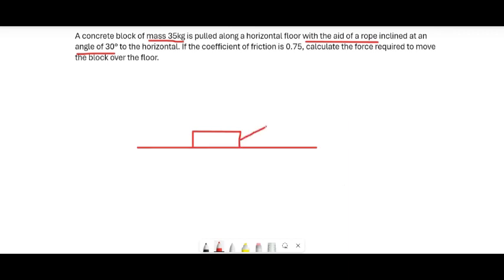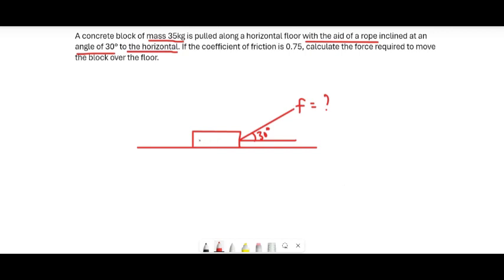But there is a rope pulling it, right? And the rope is inclined at 30 degrees to the horizontal, right? If we were told that it is to the vertical, then you put the angle here. Does that make sense? So since I have my rope here, the angle of the rope to the horizontal, what is the force of the rope dragging it? We don't know, right? This is unknown.